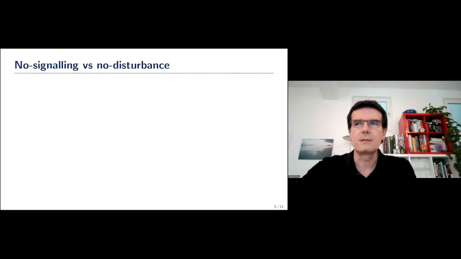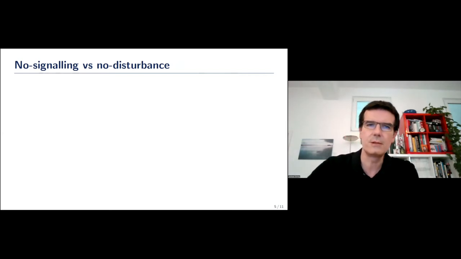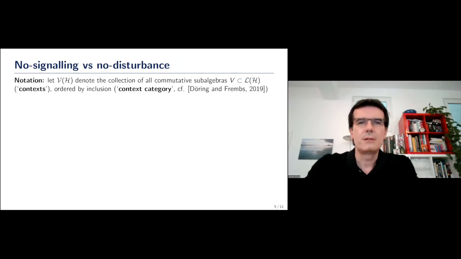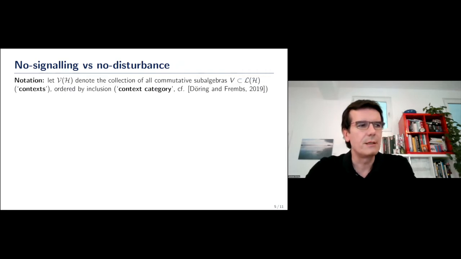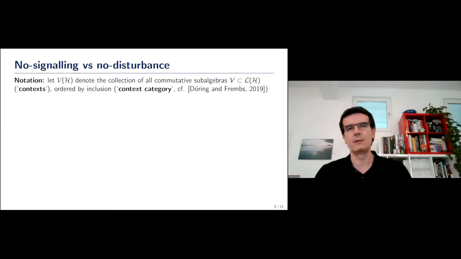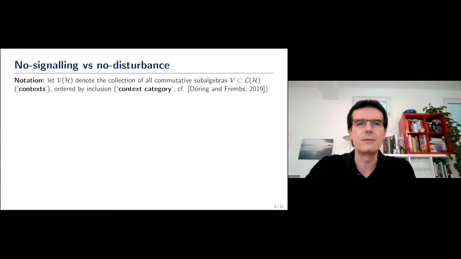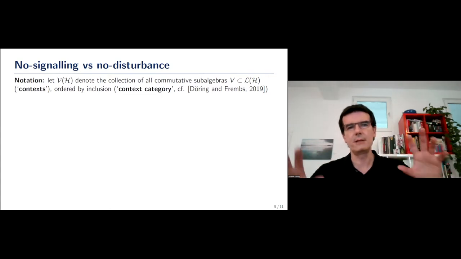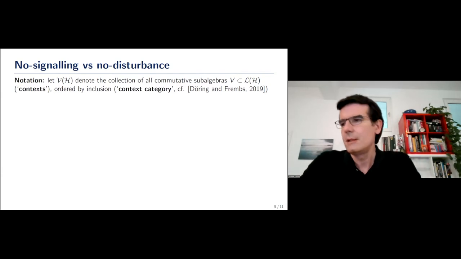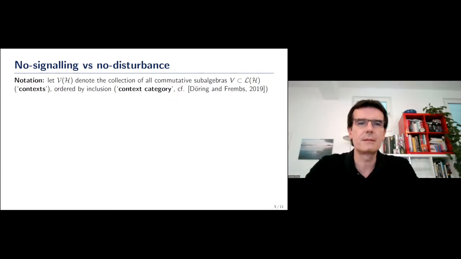So the next step is to slightly generalize no signaling to something that's called no disturbance. Here we introduce a new notation and a little bit of new thinking. By V of H, we denote the collection of all commutative subalgebras, which you can call contexts if you like, of our algebra of observables, and we keep track of how they're contained within each other, so we order them by inclusion. This gives a nice partially ordered set, and like every poset, that is a category in a simple way, and this is what we call the context category.